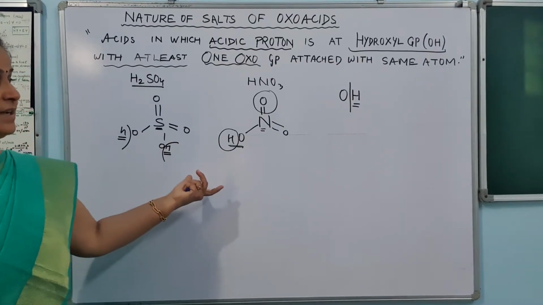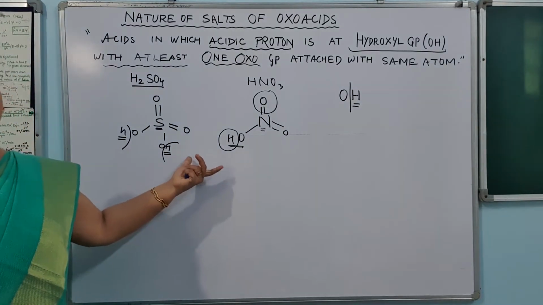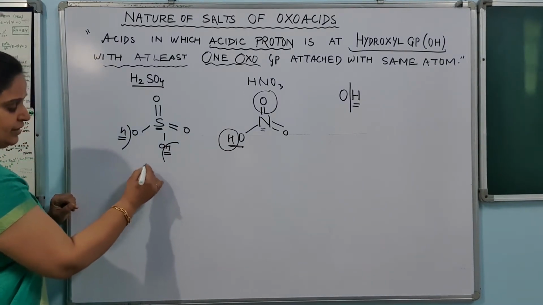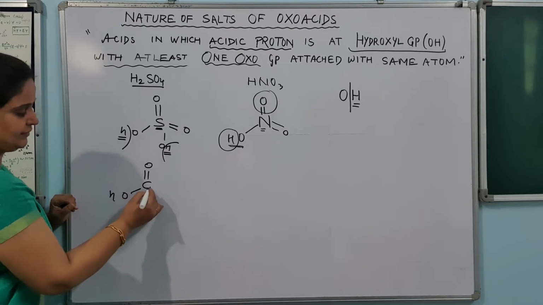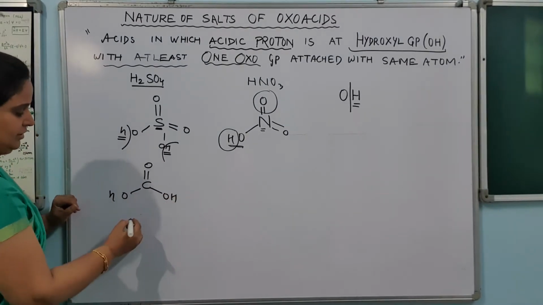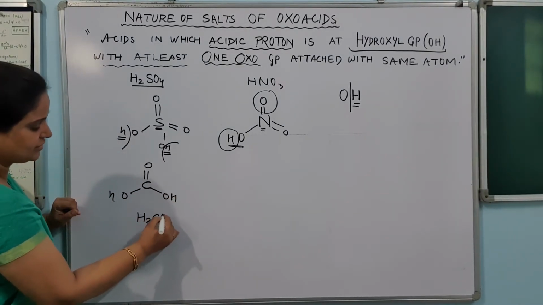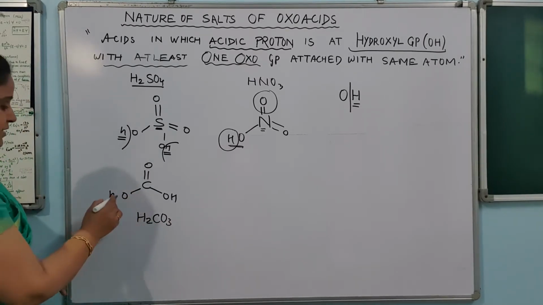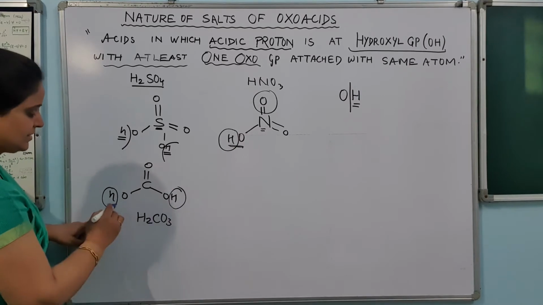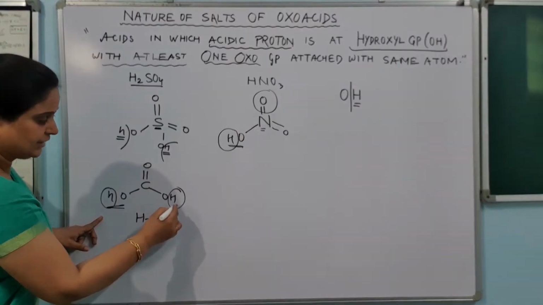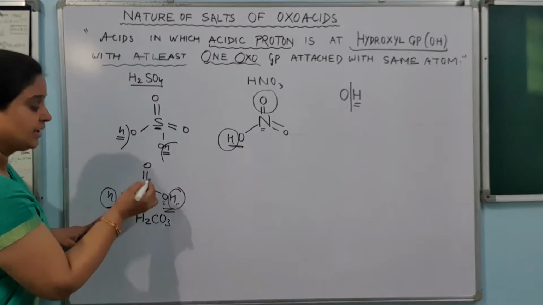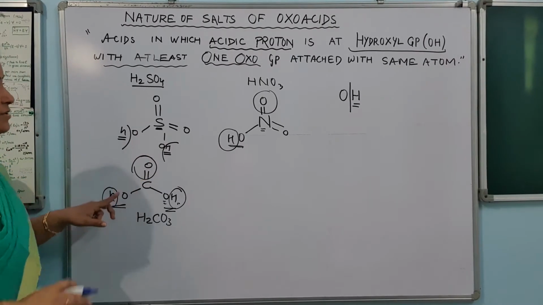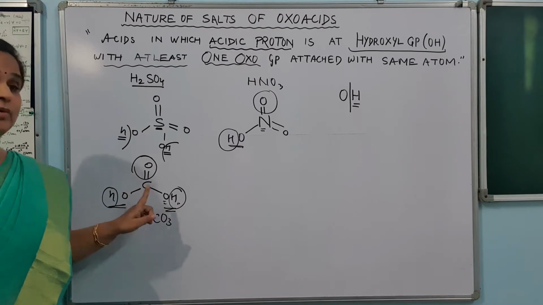Another example you can see is H2CO3. That is also an example. What is this? H2CO3, carbonic acid. In H2CO3 this is going to be released, this is going to be released. The acidic proton is connected with the hydroxyl group, and the same atom has one oxo group connected. This means this is also an example of an oxoacid.